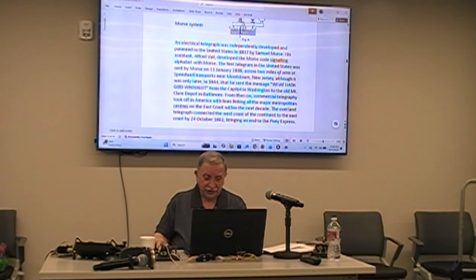The first telegram in the United States was sent by Morse on January 11th of 1838, over about 2 miles of wire in Morristown, New Jersey. But that's not the most famous one, because in 1844, 6 years later, the famous message, "What hath God wrought?" was sent from the Capitol in Washington to Mount Clare in Baltimore.